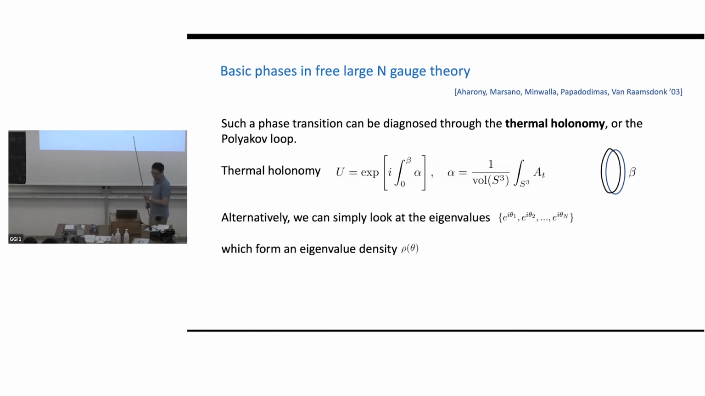Alternatively, you can simply look at the eigenvalues of the holonomy matrix. It's a unitary matrix, so it has n eigenvalues which are pure phases, denoted by theta 1 to theta n. In the large n limit, these phases form a continuous eigenvalue density rho of theta, let's say from minus pi to pi.